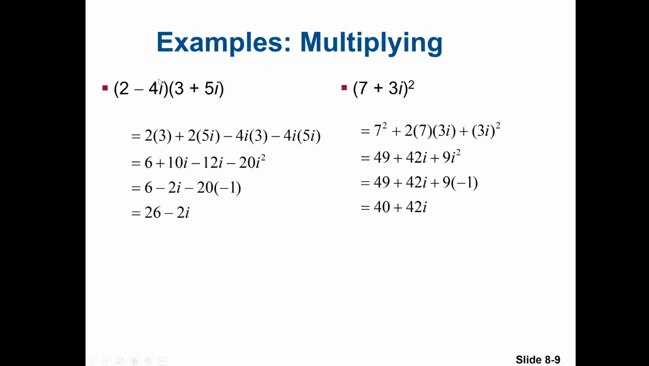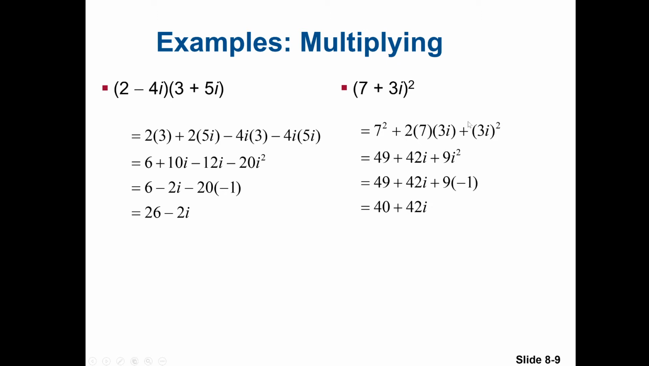Okay, so things like this. FOIL first, outside, inside, last, and then you want to combine the like terms. So one thing, keep that in mind, i squared is always -1, so 6 minus 20 times -1, then that'd be 6 plus 20, which is 26, minus 2i.